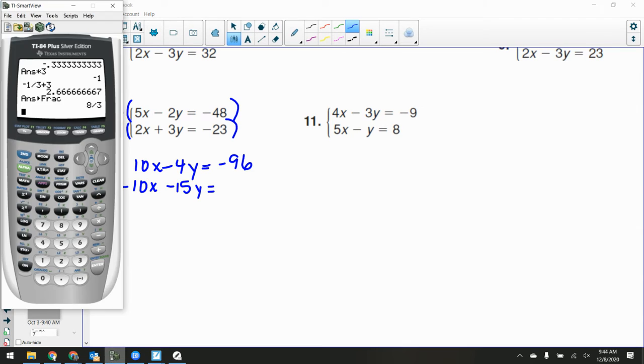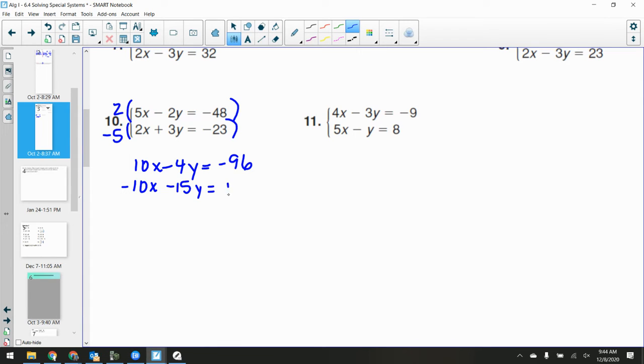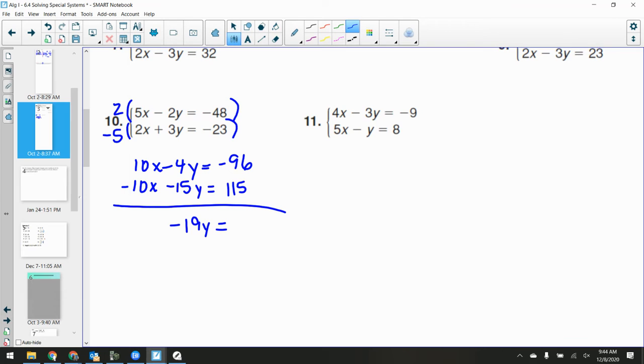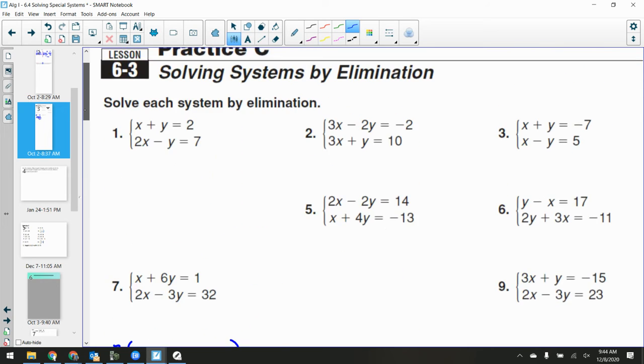Let me just double check that number. 23 times 5. You said positive 115? Yeah. Good. And then you added down. Did you get negative 19y is equal to, let's see, negative 96 plus 115? Oh, I wrote x instead of y. Oh, that would be an issue because y should be negative 1. Yeah. Can you go over the... What did you multiply by?